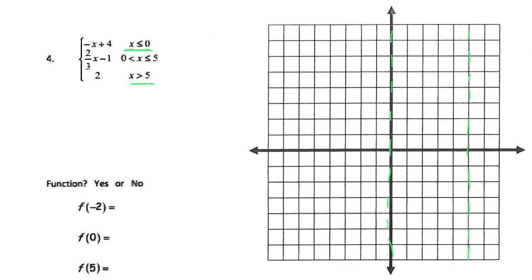Okay, so x is less than 0. That's what the first one says. X is less than 0, so that's going to be to the left. This one is going to be in the middle. It says x is between 0 and 5. And then the last one is going to be to the right. Okay, so you just graph each of those. Remember, y equals 2 is just a horizontal line through y equals 2.